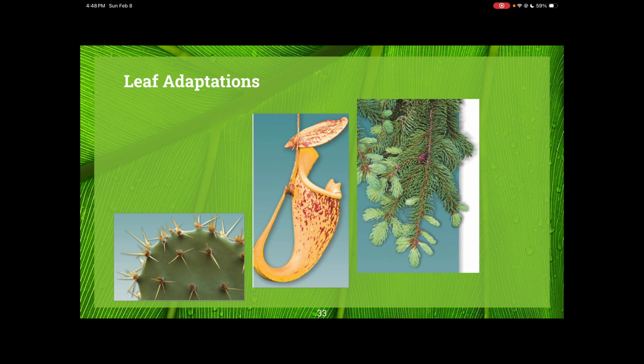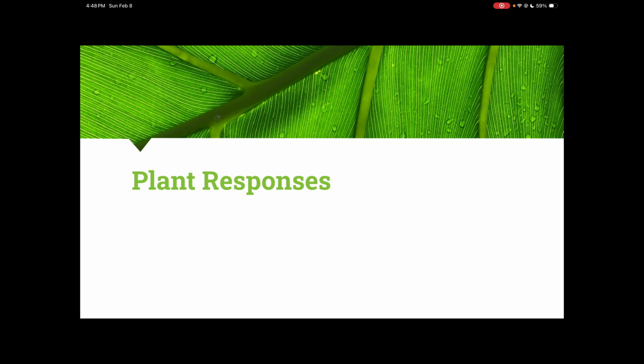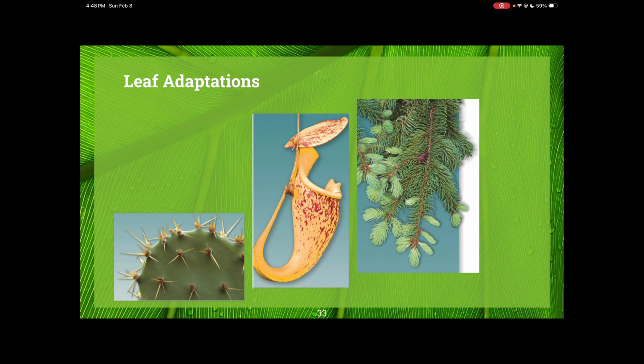Okay, leaf adaptations. We can probably do this quickly, and then we may stop. Oh, maybe not. We'll just talk about leaf adaptations. These are different leaf adaptations. This little pitcher plant here, we have some of those in the Big Thicket, the one in the middle. So it catches insects. When the insect falls in, there's digestive juices in there.